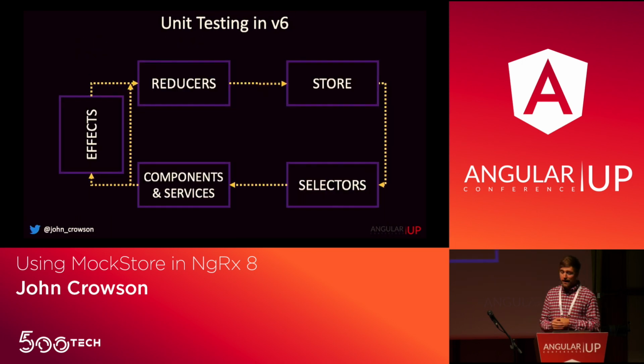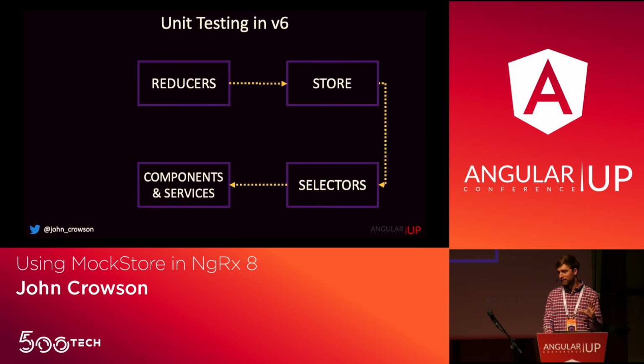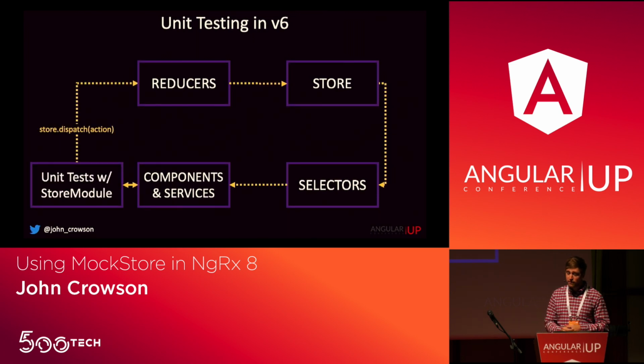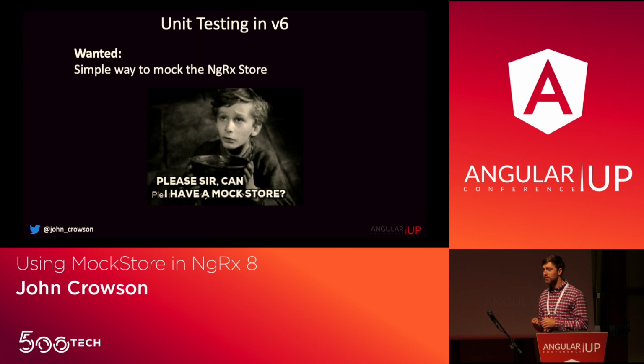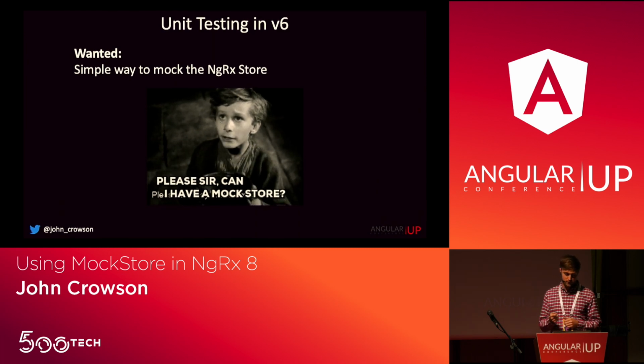So going back to our diagram, let's look at how unit testing in version 6 works. Now, because I'm not importing the effects module, I'm getting rid of the real effects. But because I'm using my store module in my unit test, I'm using everything else about NgRx. And this isn't really an isolated unit test. This is now looking more like an integration test. So what we want is a simple way to mock the NgRx store.